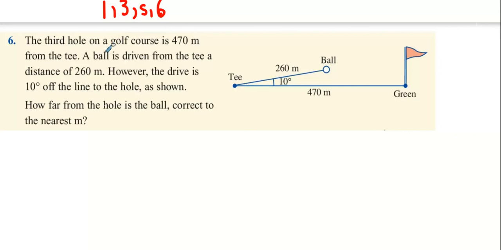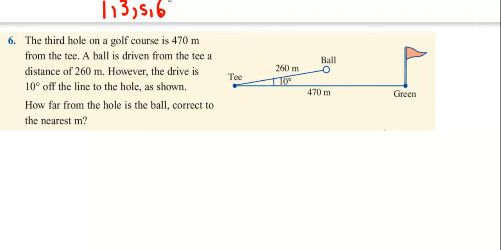The third hole on the golf course is 470 meters long from the tee. The ball had been driven at tee a distance of 260 meters. However, the drive is 10 degrees off the line to the hole. So imagine this a helicopter's view from the top. You want to go directly to the green, but obviously you went 10 degrees to the left. How far is the hole from the ball correct to the nearest meter?